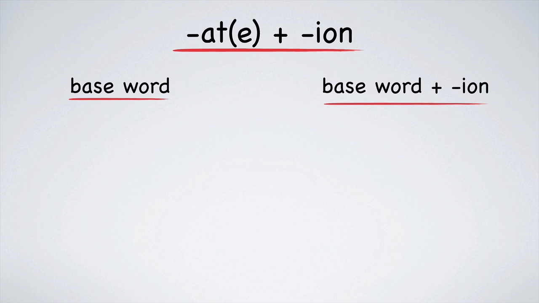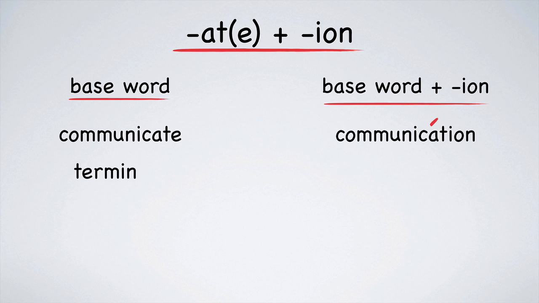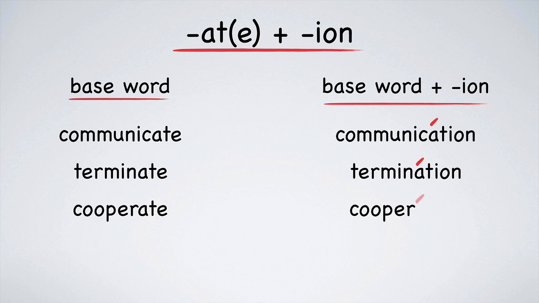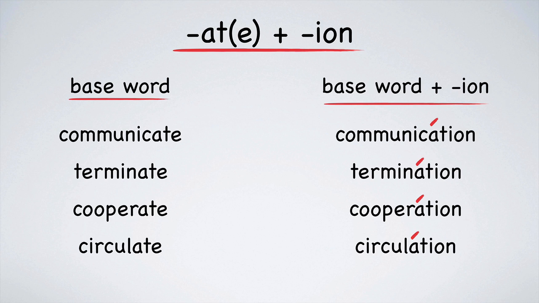First, we'll look at ate plus ion, as in the word communicate, communication, terminate, termination, cooperate, cooperation, circulate, circulation. Are you confused yet? Well, hopefully these examples will help.